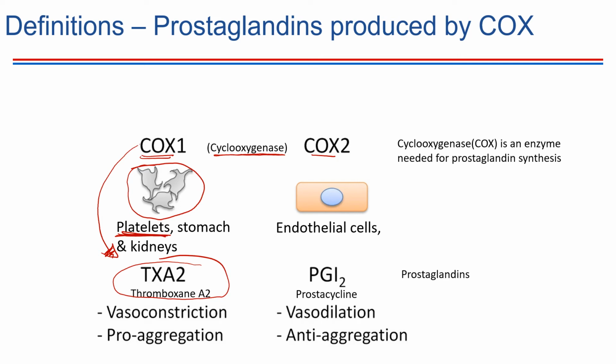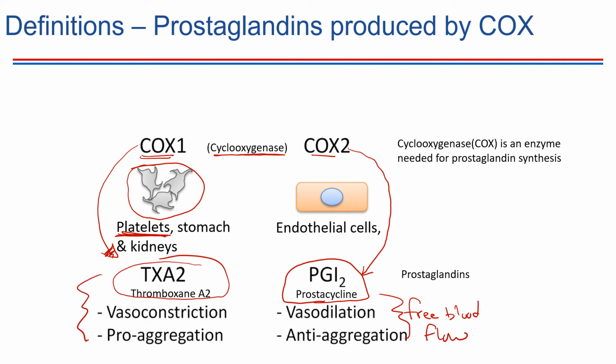Similarly, endothelial cells are going to be making our other prostaglandin, our prostacyclin. And those are made by a COX, we call it COX-2 enzyme. So that COX-2 enzyme is going to make PGI2 or prostacyclin, and that's going to be our vasodilation. So this is going to cause free blood flow, while thromboxane A2 is going to basically start our clot.